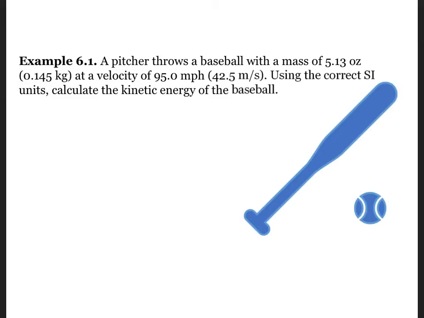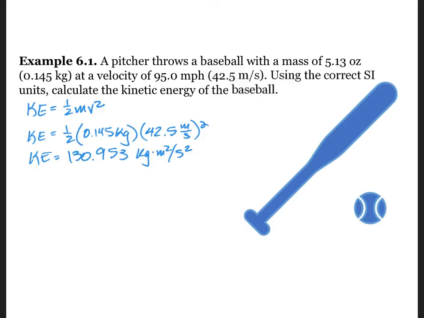Suppose a pitcher throws a baseball with a mass of 0.145 kilograms at a velocity of 42.5 meters per second. What is the kinetic energy of the baseball? We already have mass and velocity in the proper units, so let's drop them into the equation. When you do this, you get 131 kilograms meters squared per second squared, which translates to 131 joules of energy.